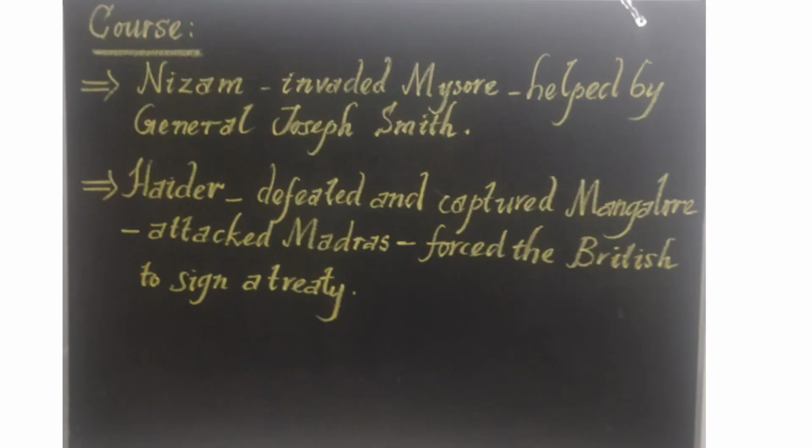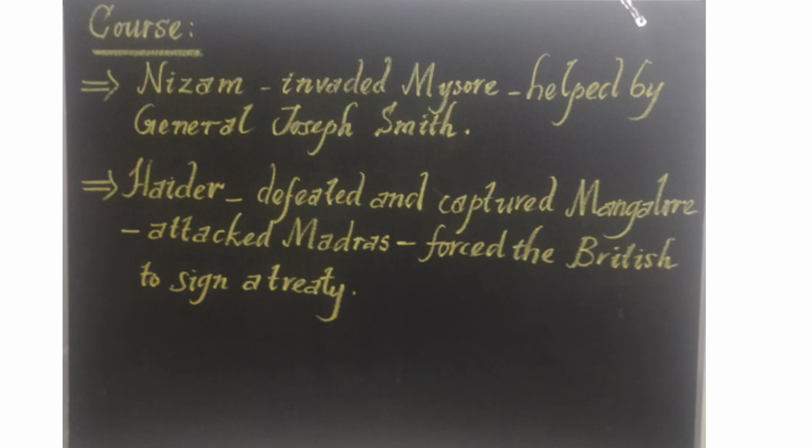So, the course of the war. In the course of the war, the Nizam with the help of the British troops under General Joseph Smith invaded Mysore in 1767. Who invaded Mysore? The Nizam with the help of the British General Joseph Smith. They invaded Mysore in 1767. And Hyder Ali defeated the English and he captured Mangalore. What did Hyder Ali do? He defeated the English and captured Mangalore.